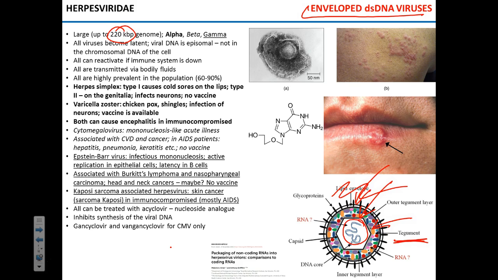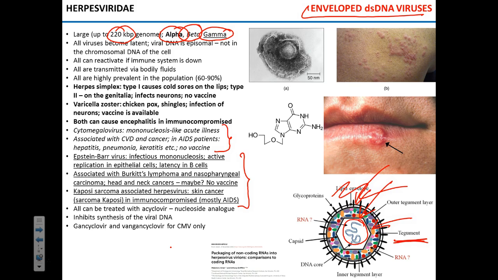They are taxonomically divided into three subfamilies of the Herpesviridae family: Alphaherpesvirinae, Betaherpesvirinae, and Gammaherpesvirinae. So I did a little bit of coding here. Information about alpha herpes viruses is in bold, beta herpes viruses in italic, and gamma is underlined. Just so you can orient yourself.